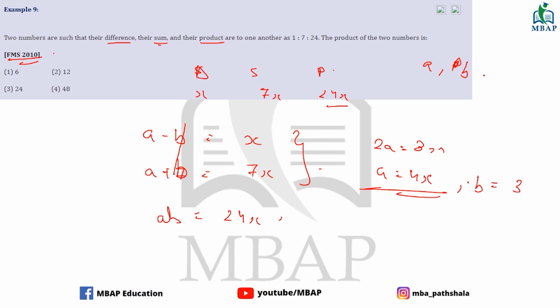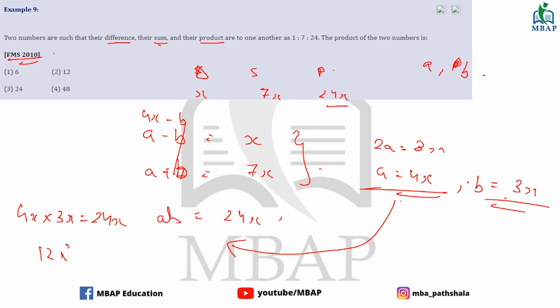b will be 3x, because 4x minus b is equal to x was there, so b will have to be 3x. So I have the values of a and b with me now. Let's substitute these two values in this equation. So it becomes 4x into 3x equal to 24x. That means 12x square becomes 24x, so this goes away. x will be 2.